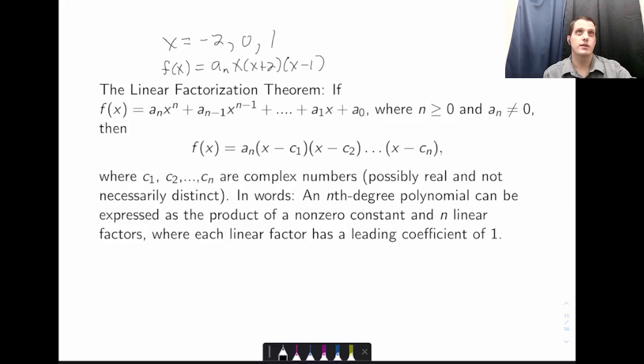So that's all the fundamental theorem. The linear factorization theorem is saying that if we have these zeros, we can write them as a bunch of linear factors. Cool.